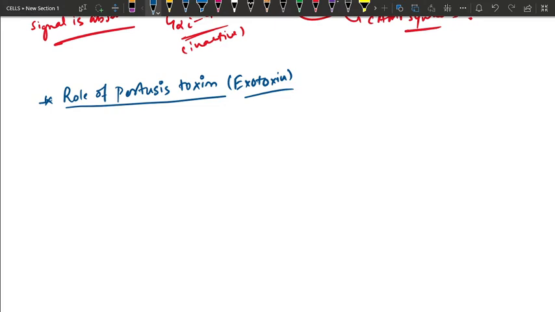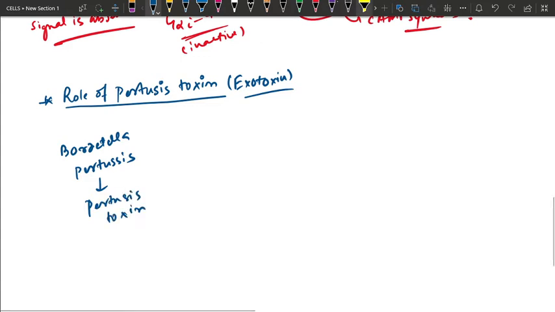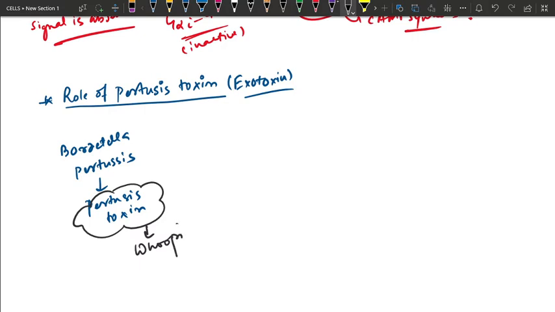Now this pertussis toxin is released from a particular bacteria known as Bordetella pertussis. Bordetella pertussis releases this pertussis toxin, and it leads to whooping cough.